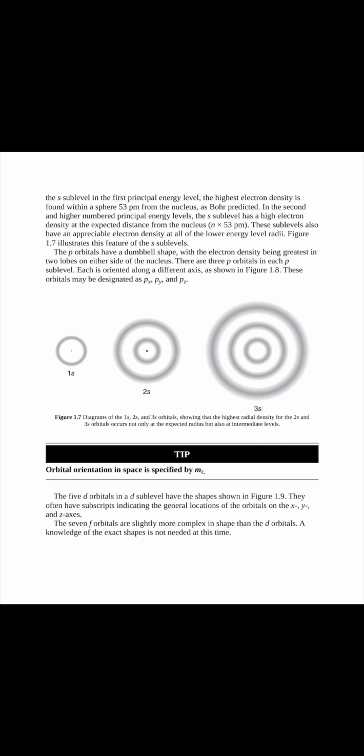The 5 d orbitals in a d sublevel have the shapes shown in Figure 1.9. These orbitals often have subscripts indicating their general locations on the x, y, and z axes. The 7 f orbitals are slightly more complex in shape than the d orbitals. A knowledge of the exact shapes is not needed at this time. Figure 1.8 shows diagrams of the 3 p orbitals aligned with the x, y, and z axes. Figure 1.9 illustrates the shapes of the 5 d orbitals in the atom. 4 of these shapes are identical, while the 5th is very distinctive.